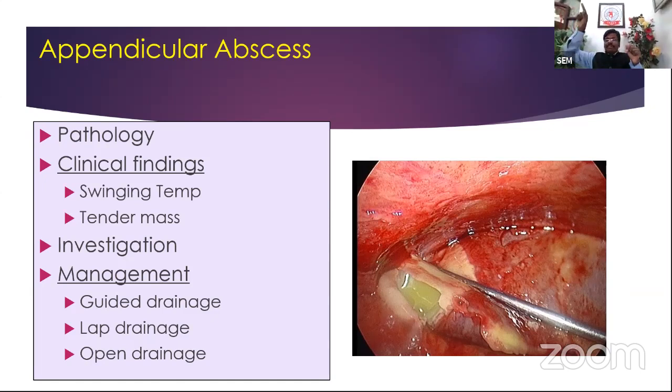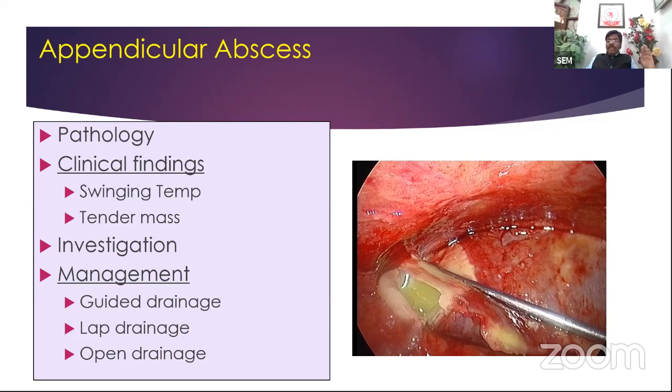swinging temperature. So patient will have a temperature chart. If you see, they'll have 39 one day, go down to 37 next day, like that. Swinging temperature occurs in only a few conditions: urinary tract infection, cholangitis, acute appendicitis with appendicular abscess, subdiaphragmatic abscess, or malaria. See, UTI. So like that, you have some conditions where the temperature goes so high.